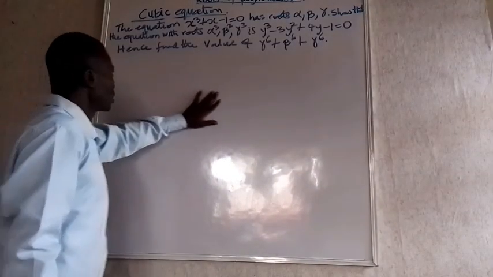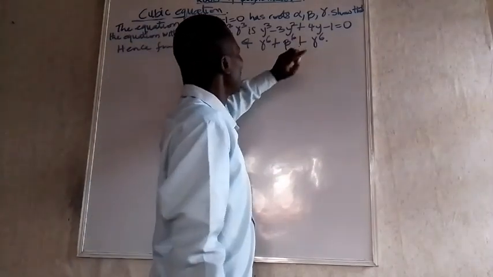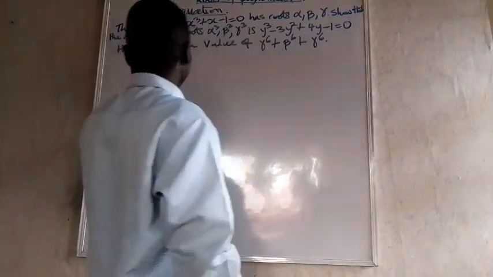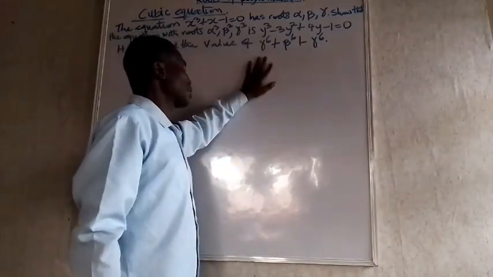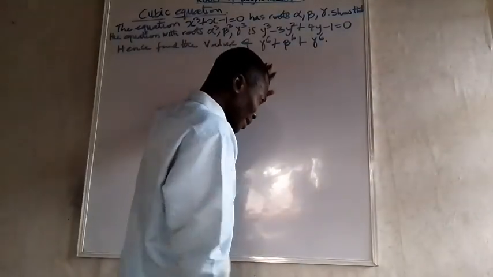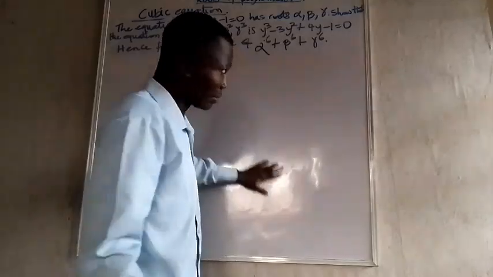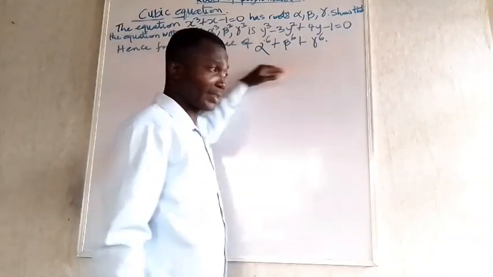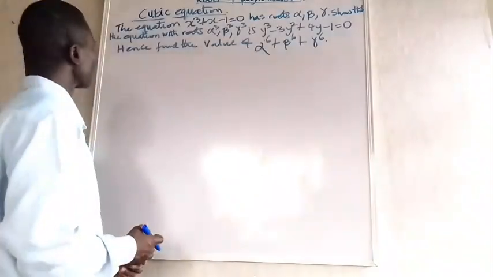The equation x cubed plus x minus 1 equals 0 has roots alpha, beta, and gamma. Show that the equation with roots alpha cubed, beta cubed, gamma cubed is y cubed minus 3y squared plus 4y minus 1 equals 0. Hence, find the value of alpha raised to power 6 plus beta raised to power 6 plus gamma raised to power 6. That is the sum of the roots raised to power 6, S6.